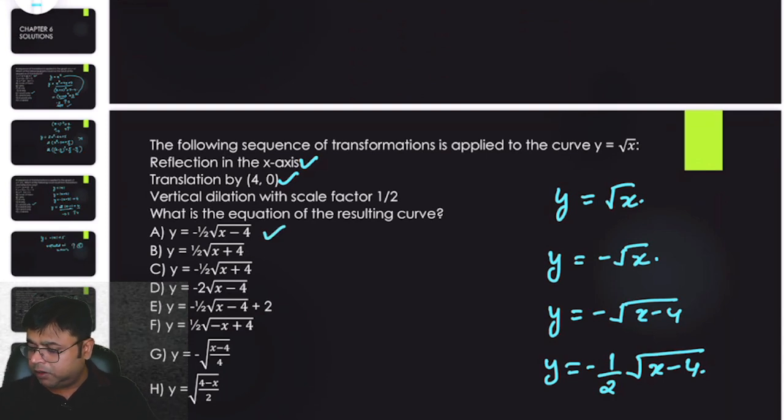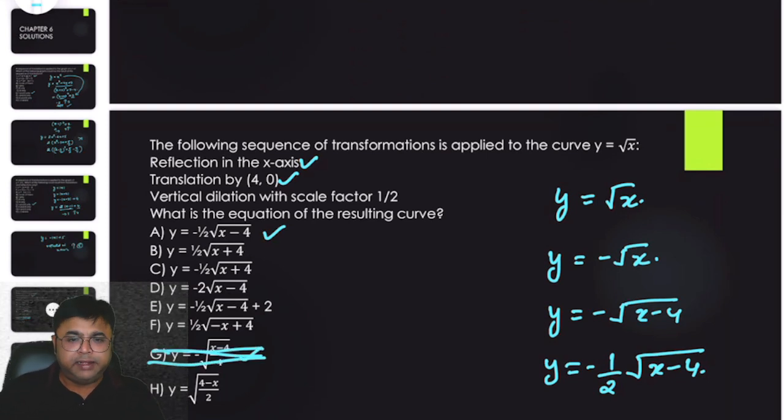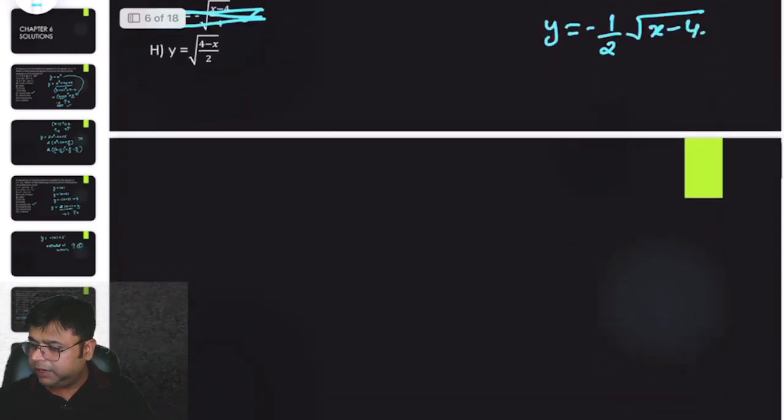Although I think there is some problem, guys. This can also be the right answer, but just delete this option. So A is the right answer. A and G basically are the same. So the answer is option A, minus half root of x minus 4. So that becomes the right answer. Okay, let's do another one.